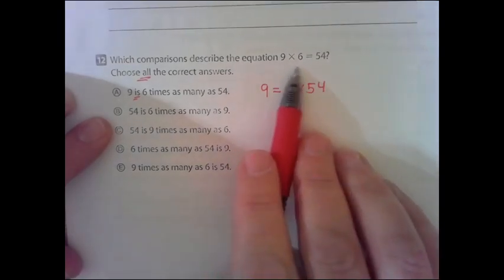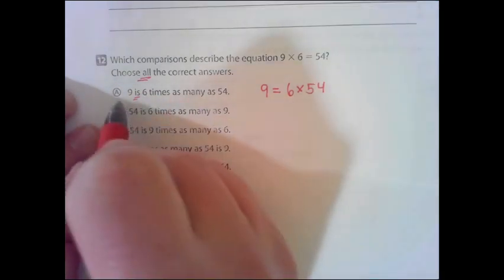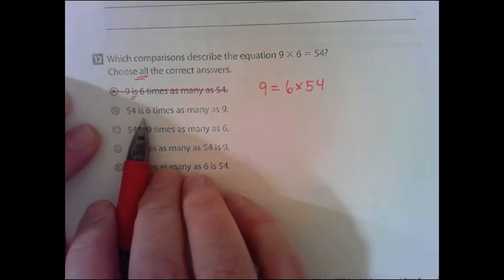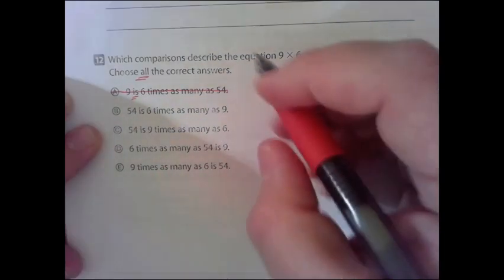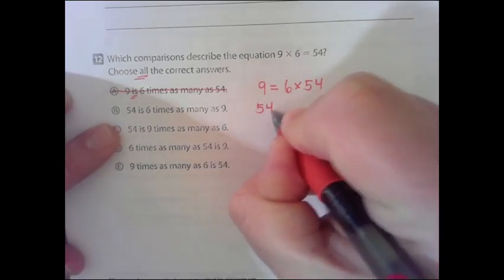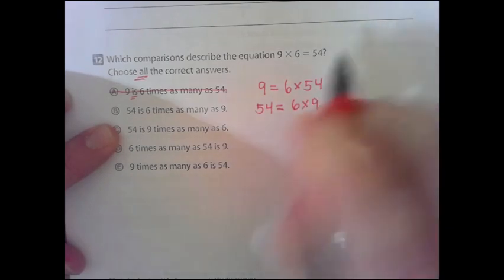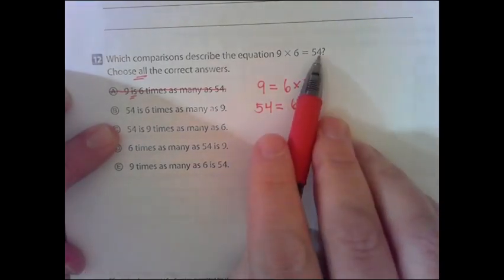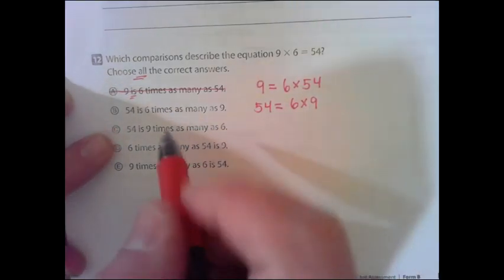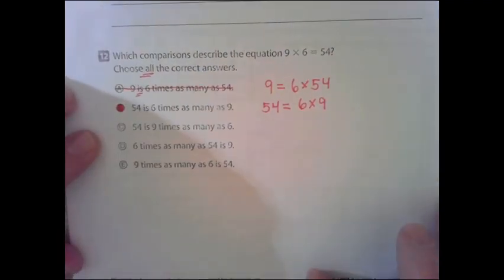So does that look like 9 times 6 is 54? No, it does not, so that is not an option. B: 54 is 6 times as many as 9. Again, I replace the is with an equal sign. Sure enough, that does look right, because 54, if we work backwards, is 6 times 9. So B is one of the correct options.